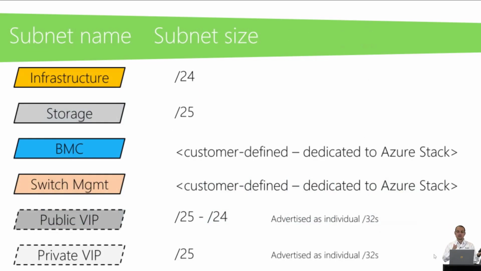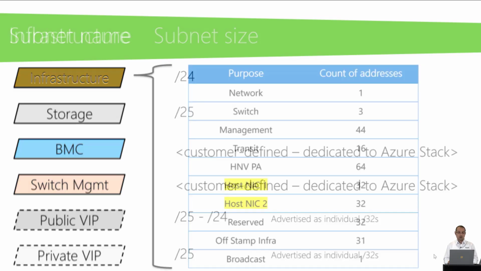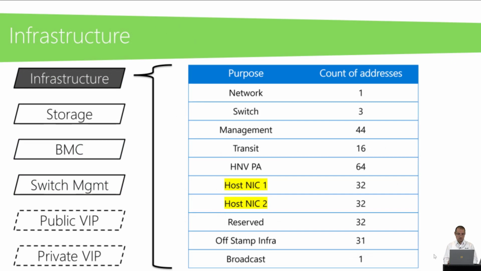If we look at the subnet name and subnet size, these are the subnets overall that will be used for infrastructure, storage, the BMC network, the switch management, and the public web addresses, and the subnet sizes that are required before you start deploying Azure Stack. What I really want to focus on over here is the infrastructure, where we just have one network. We have 3 for the switches, but what I want to draw your attention to is host NIC 1 and host NIC 2.